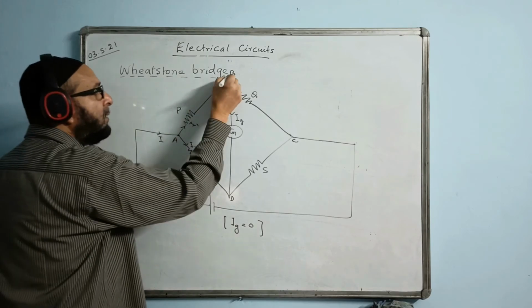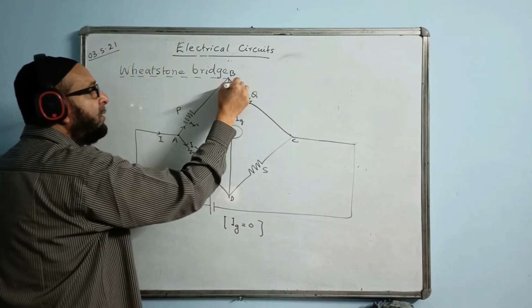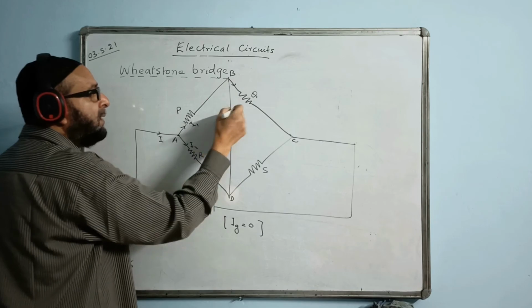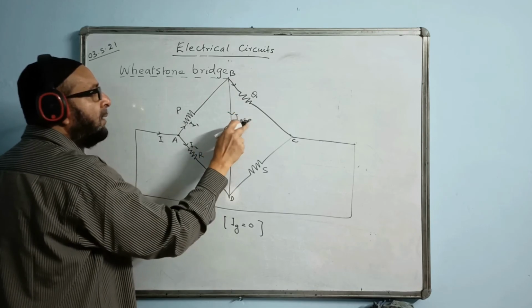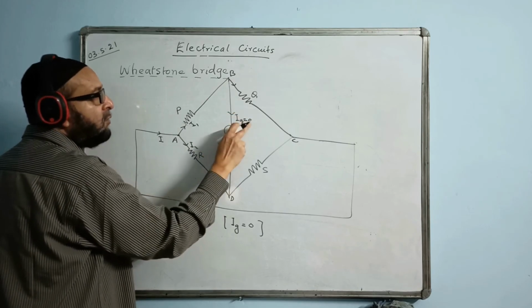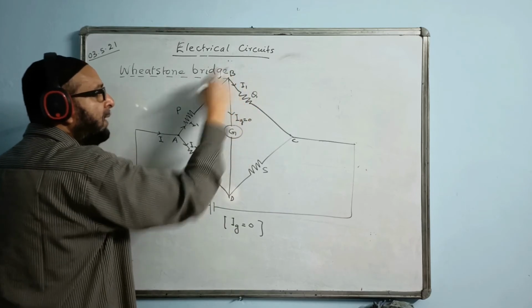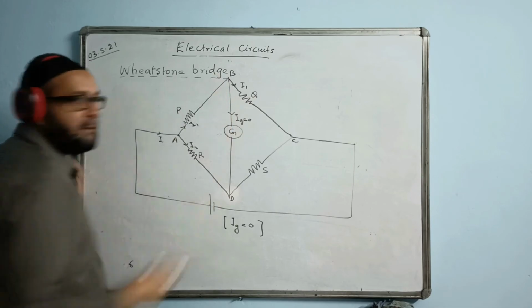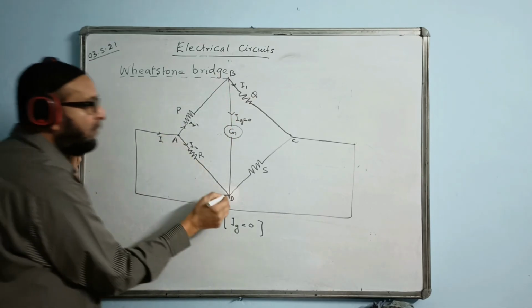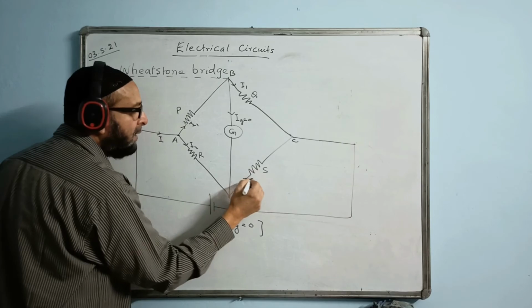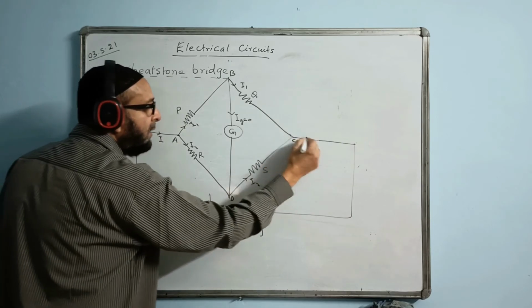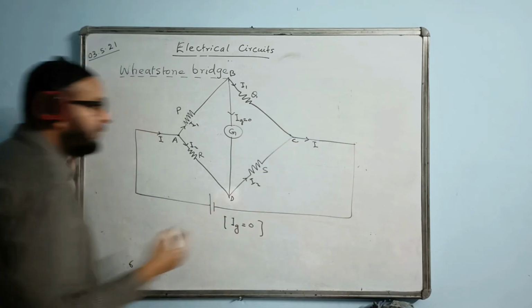When I1 comes here, it has a tendency to be divided into two parts, here and here. But Ig is 0 here. We write Ig equal to 0. That means the current I1 will flow entirely through this, without getting divided here. In the same way I2 will flow entirely through this. And the total current again becomes I. We'll go back to the source.